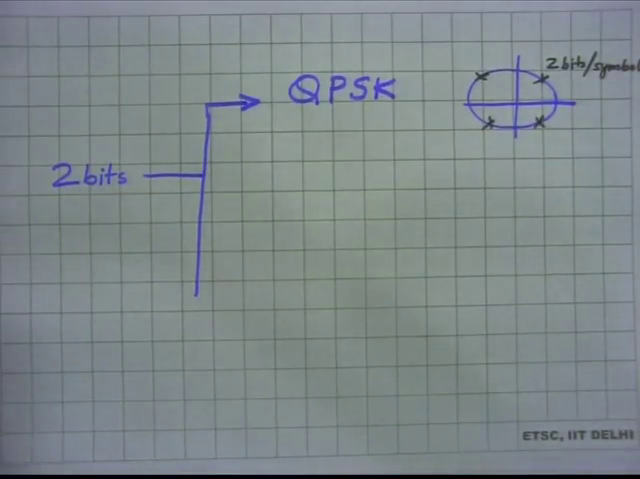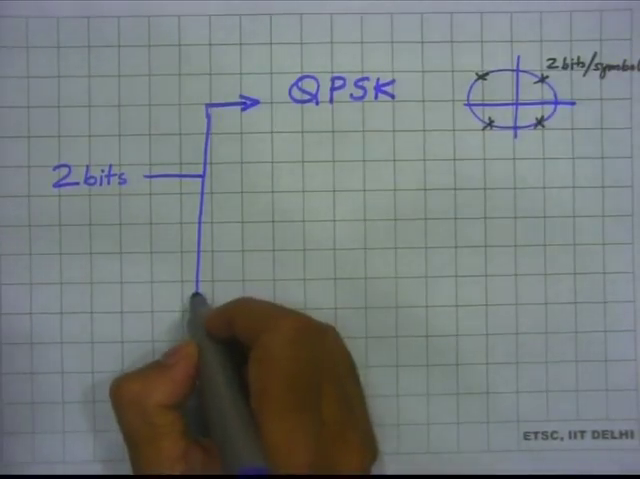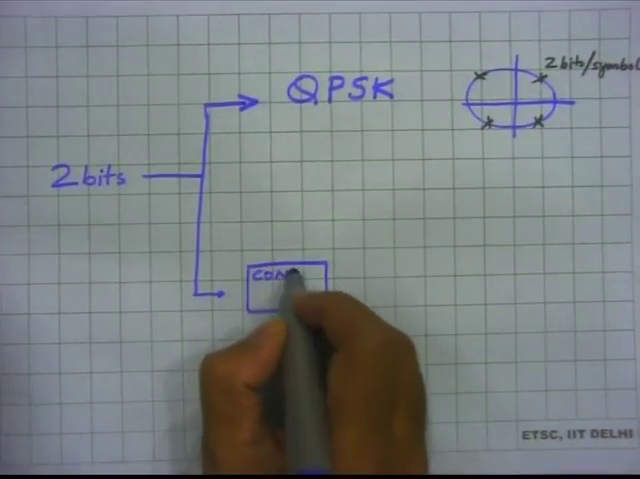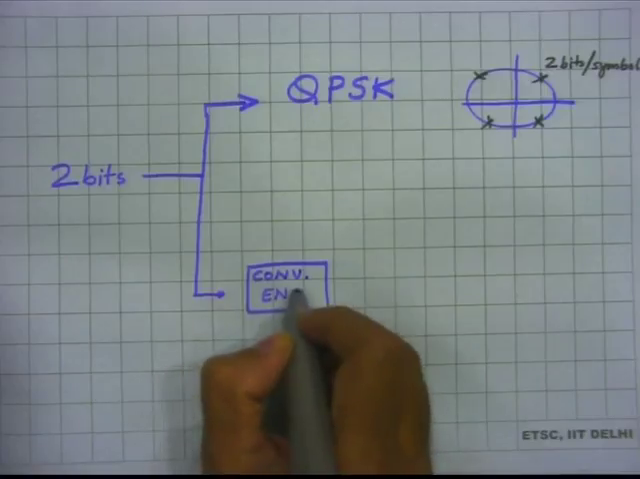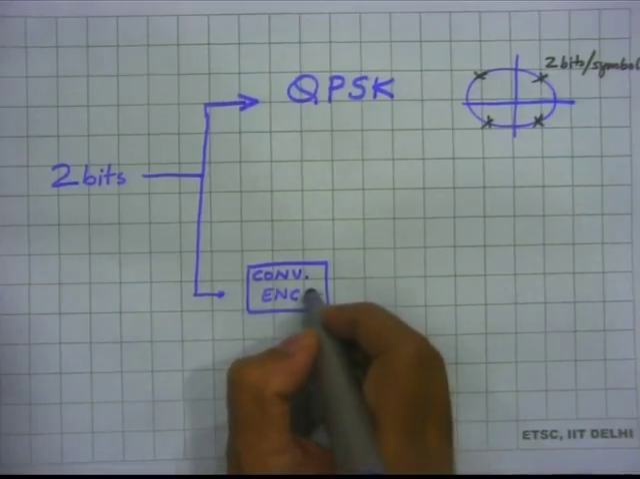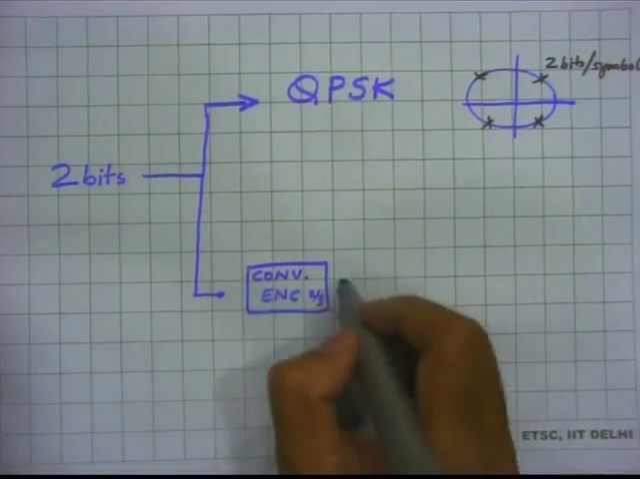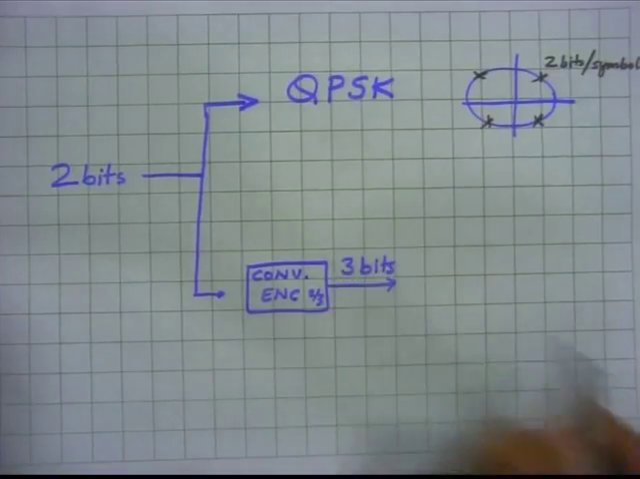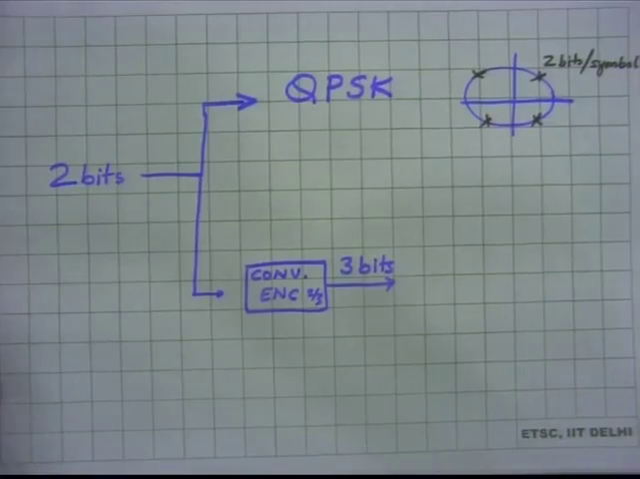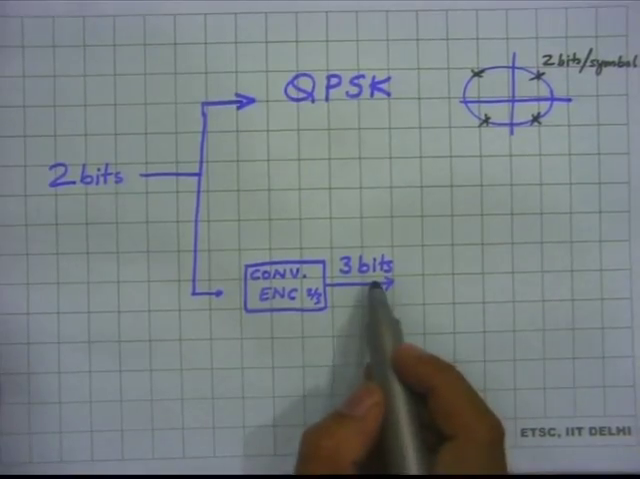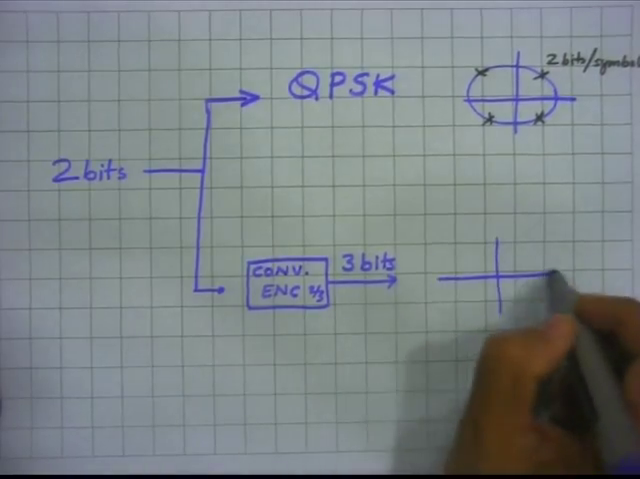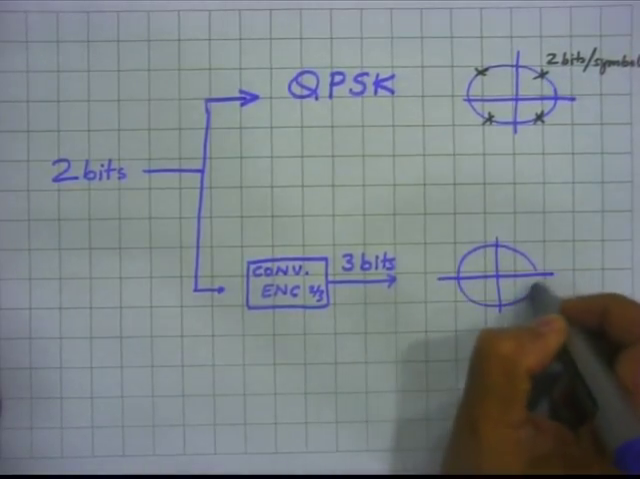But we say no, wait a minute, these 2 bits can be passed through a convolutional encoder, which is rate 2 by 3. So, 2 bits go in and 3 bits come out. But what do I have to do? I have to modulate and send. So, I need a higher order modulation scheme. So, I probably need an 8 PSK.